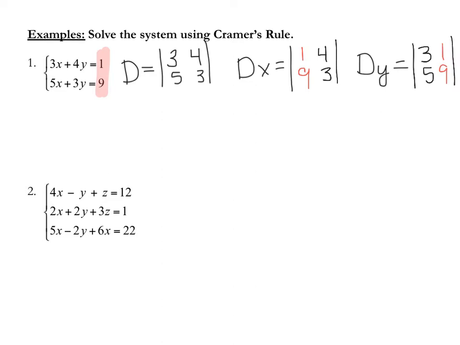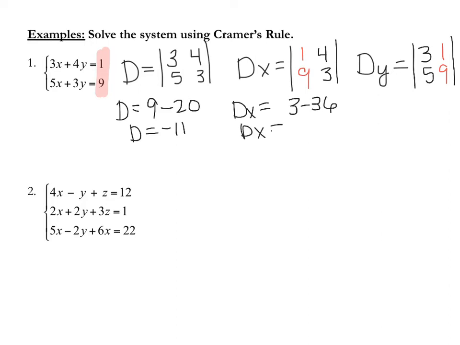Okay? Then you have to evaluate the determinants for each of these. This one's going to be first diagonal minus second diagonal. The first determinant, D, is negative 11. The Dx determinant is going to be 3 minus 36, so Dx is negative 33. And the Dy determinant is 27 minus 5, so Dy is 22.